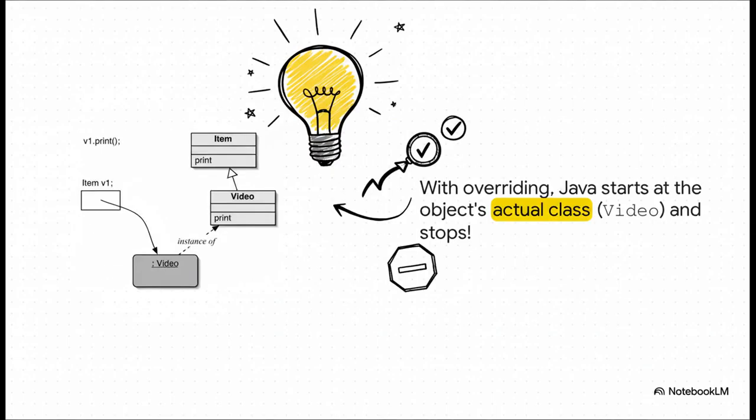And this is where the magic happens. Remember, our variable's static type is item, but it's holding a video object. That's its dynamic type. When we call print, Java starts its search with the dynamic type. It goes straight to the video class, it finds the specific print method we put there, and it runs it. And since it found what it needed right away, it just stops. It doesn't even bother looking up at the generic print method in the item class.